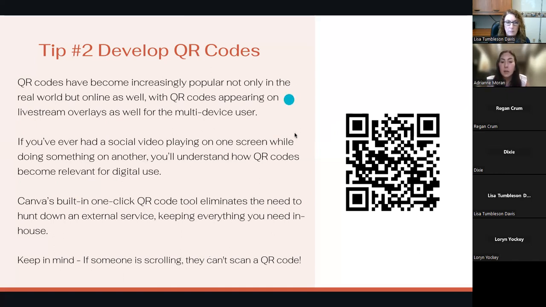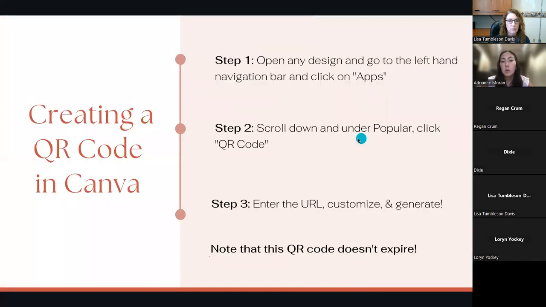I know that sometimes I have seen some content with QR codes and I'm like, why would you put that on there? Someone's scrolling, they're not going to be able to scan. So how to create a QR code in Canva.